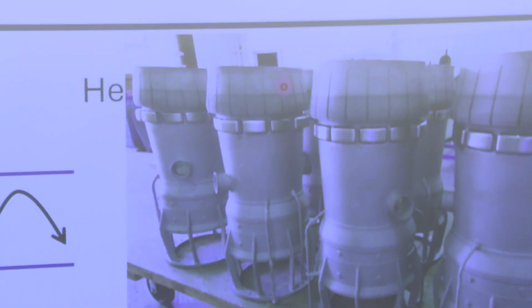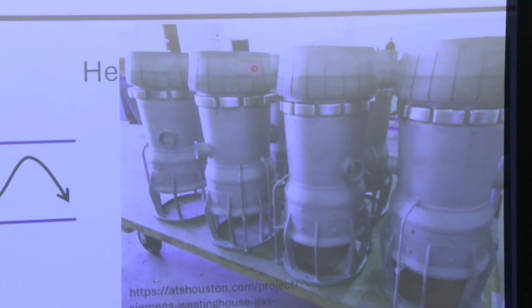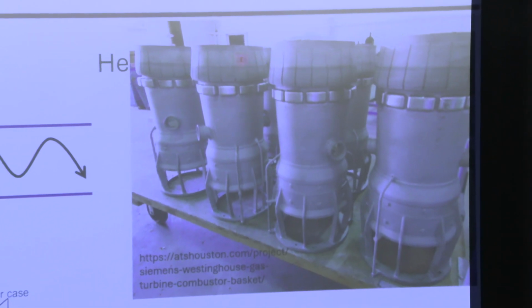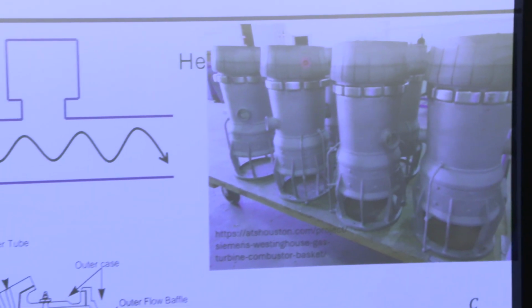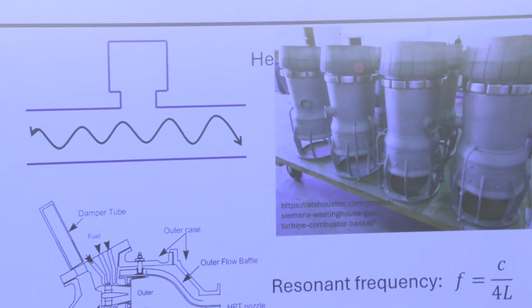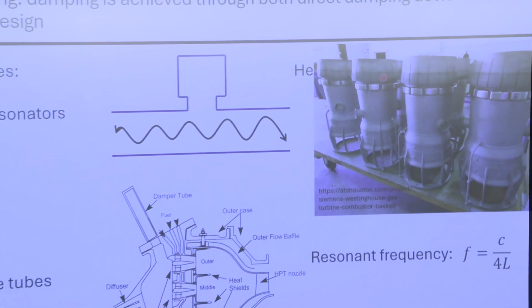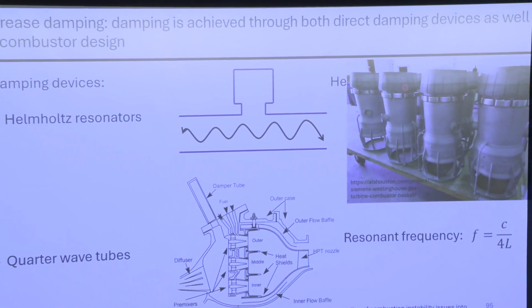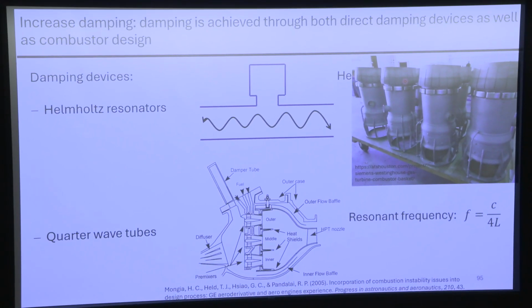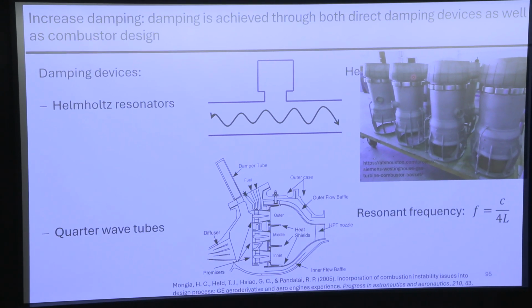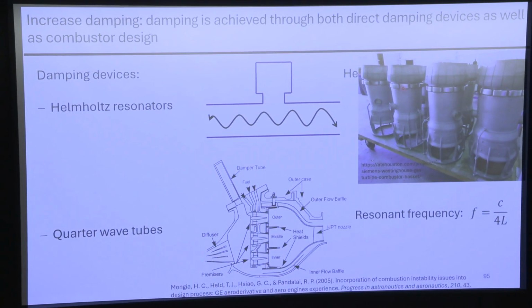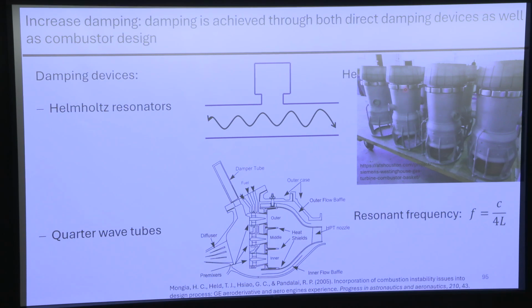This is the transition piece, which is one of the noodliest parts of a gas turbine. If something's going to break because of an instability, it's going to be the transition piece, because this thing is hot as all get out, and you have to mechanically fix it to the turbine, which is also hot as all get out, and then there's a part of it that's spinning. It's a lot. But then you can see these things, and these are Helmholtz resonators.